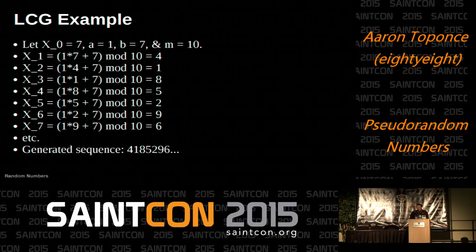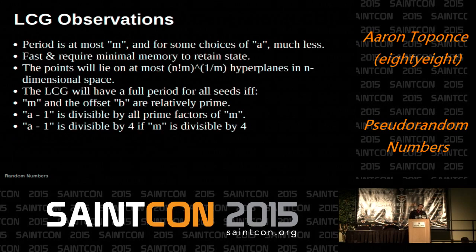So our generated sequence comes out as 4185296, etc. Some observations. The period is at most the size of the modulus. In our case, we were modulus 10. Our period length is going to be at best 10 numbers. And for some choices of our scalar, it could actually be much less.